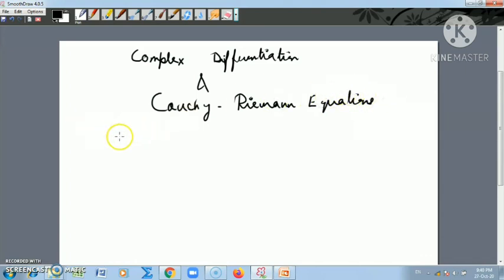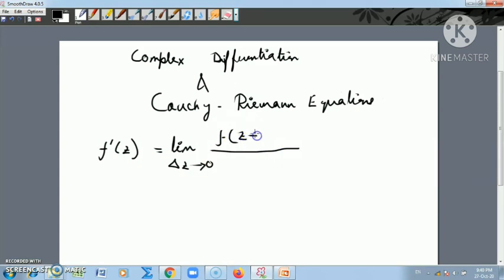Now for this we'll remind ourselves of what is a derivative. We know that the derivative for a single valued function f(z) is f'(z), and it is equal to the limit as delta z tends to 0 of f(z + delta z) minus f(z), divided by delta z. Students, is this not just the definition of f'(x) or y'? So you are all familiar with this expression for differentiation.